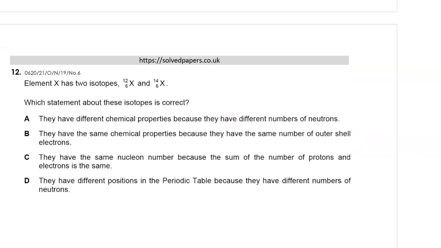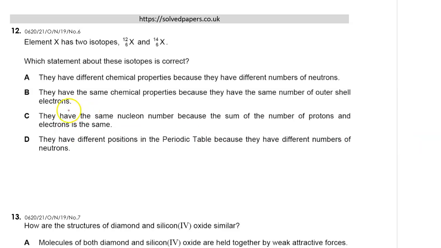Number 12. Element X has two isotopes. Both of them are X. They have the same number of protons, which is 6, the atomic number, but different atomic mass. This is due to a different number of neutrons. Which statement about these isotopes is correct?